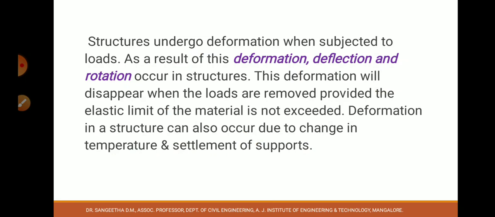So, now I would like to define what is deflection. A structure undergoes deformation when subjected to loads. As a result of this deformation, deflection and rotation occur in structures. This deformation will disappear when the loads are removed, provided the structure is within the elastic limit of the material.